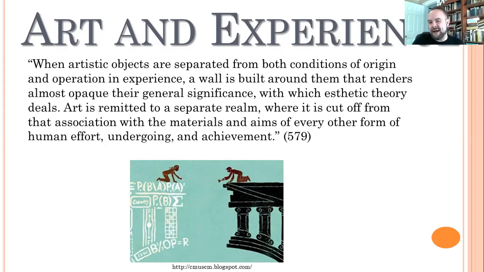But according to him, this is not how it's been done so far. Let me just read the quote: "When artistic objects are separated from both the conditions of origin and operation in experience, a wall is built around them that renders almost opaque their general significance, with which aesthetic theory deals. Art is remitted to a separate realm where it is cut off from the association with the materials and aims of every other form of human effort, undergoing, and achievement."